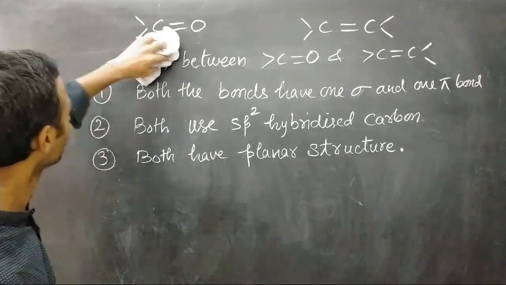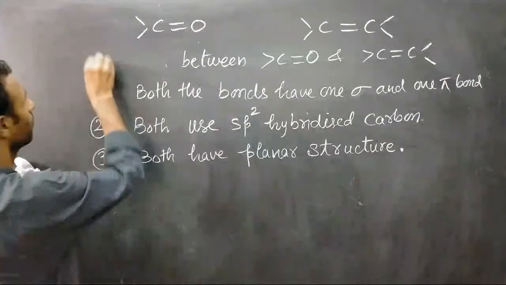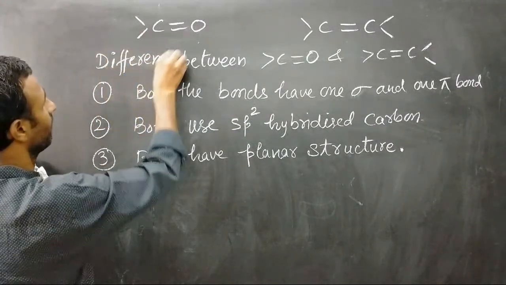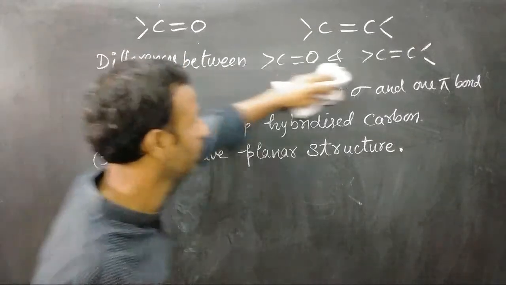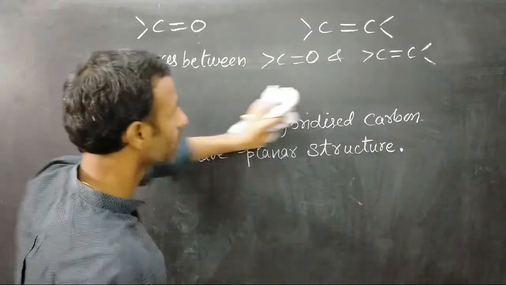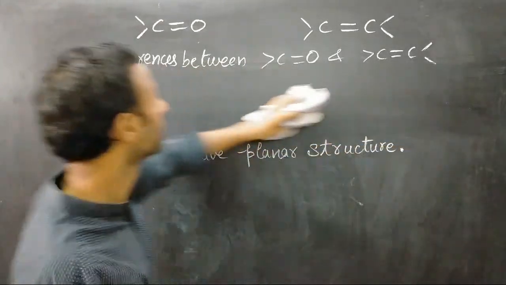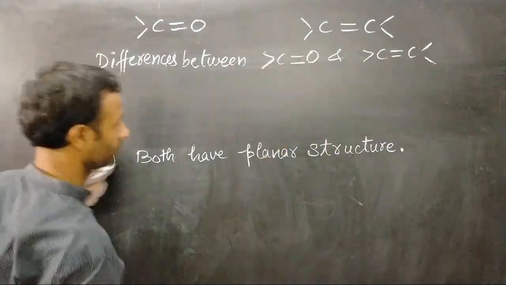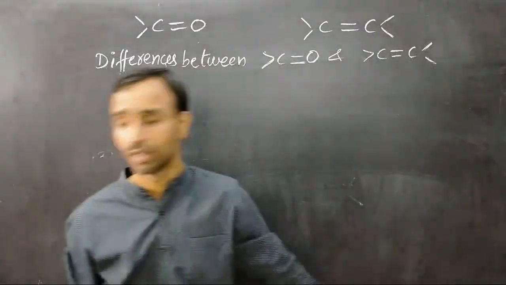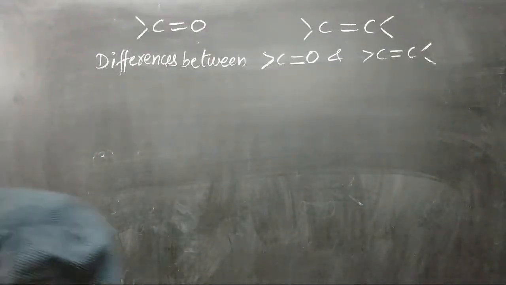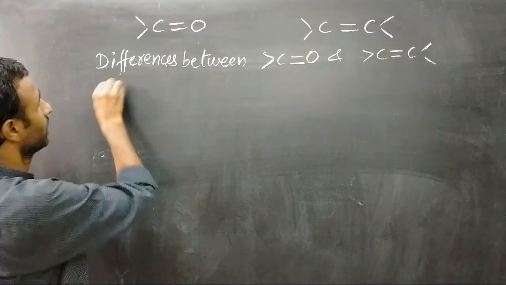Now let us talk about differences. Both double bonds have one sigma bond and one pi bond, both use sp2 hybridized carbon. See, both have 3 sigma bonds, right? And both have planar structure. Now, differences.